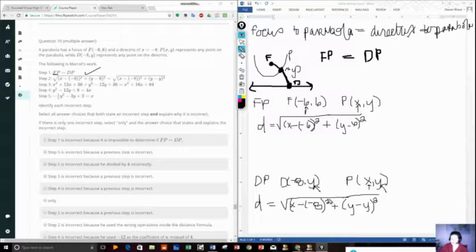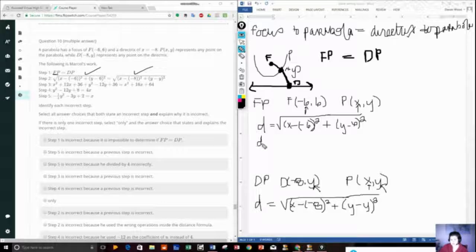Okay, so now let's check and make sure that the work for DP is correct. So we have the square root of x minus -8 squared plus y minus y squared. Alright, so step 2 is correct. Now let's do step 3. Step 3 looks like a lot of gibberish right now, but what they in fact did is they simplified everything underneath the square root sign.